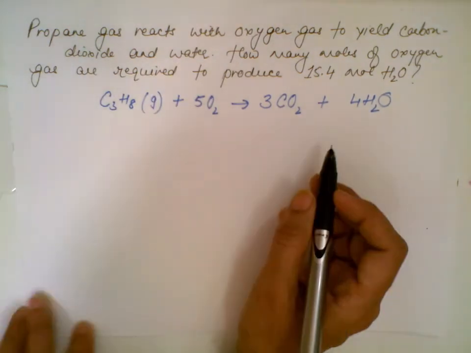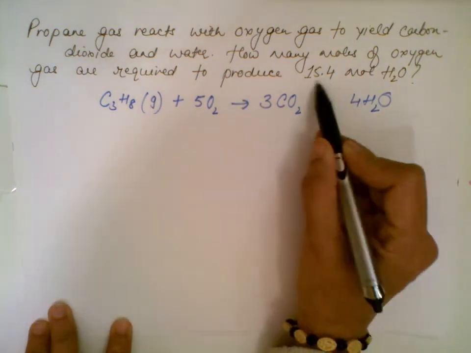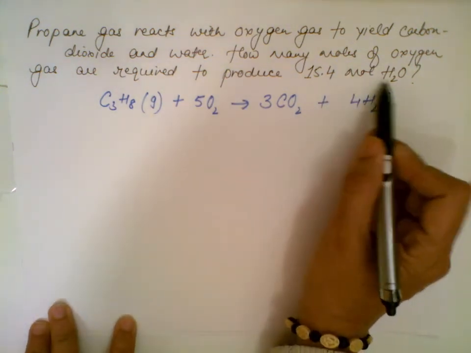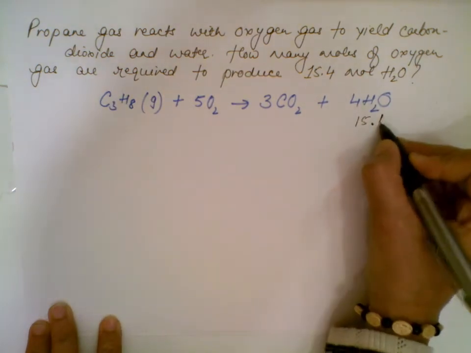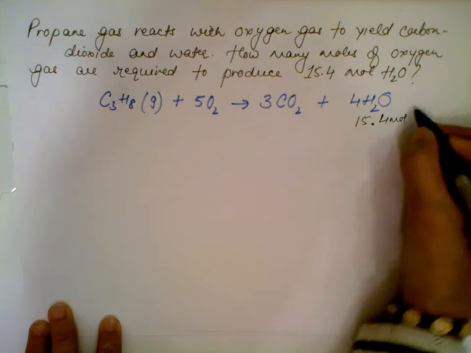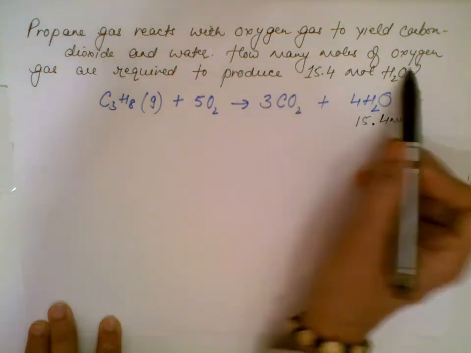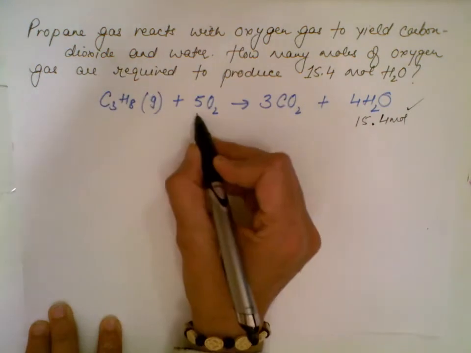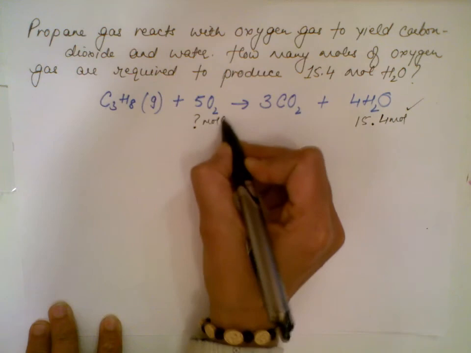So once again, we are going to start out with given. What is given here? 15.4 moles of water. So I'm going to write here 15.4 moles. This you already know, so this is your known. Now what do you have to find? How many moles of oxygen gas are required? So this is what you have to find. So question mark, moles of oxygen.